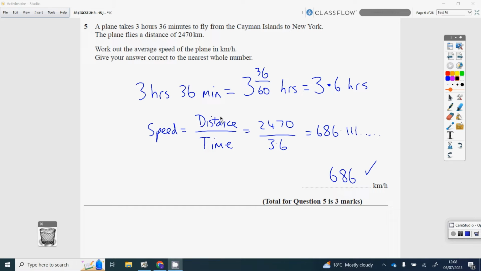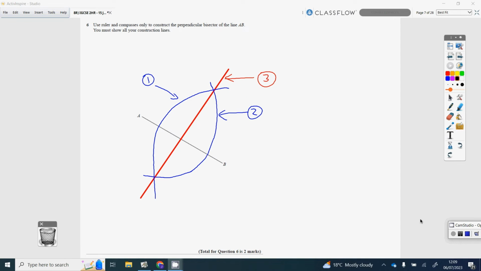So this is 3.6 of an hour. So speed is distance over time. The distance is 2470 kilometers. The time is 3.6 hours. So all our units are right. We wanted it in kilometers and hours. Pop this into your calculator, you get 686.111. So to the nearest whole number, that is 686.